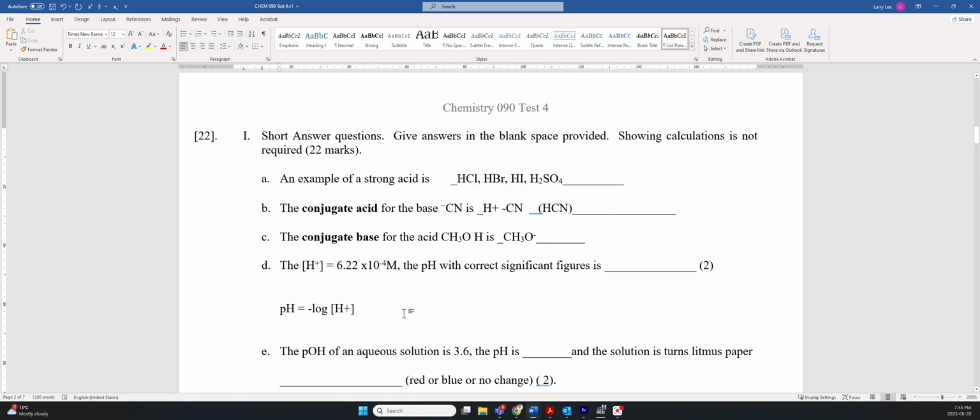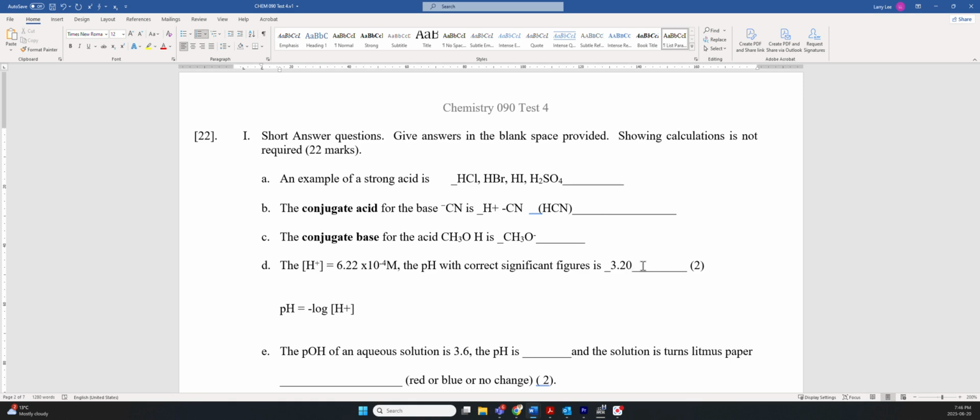So the pH, if you were to calculate this, getting negative log 6.22, please use the button EXP. It's just above the 7. So EXP, hit that and you hit minus 4. This will give you an answer of 3.206. That would be the answer for this with the correct sig figs.